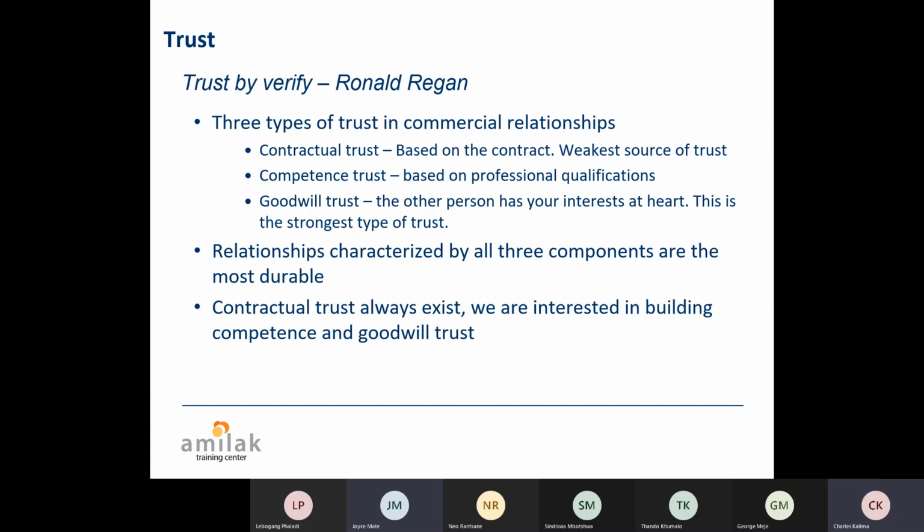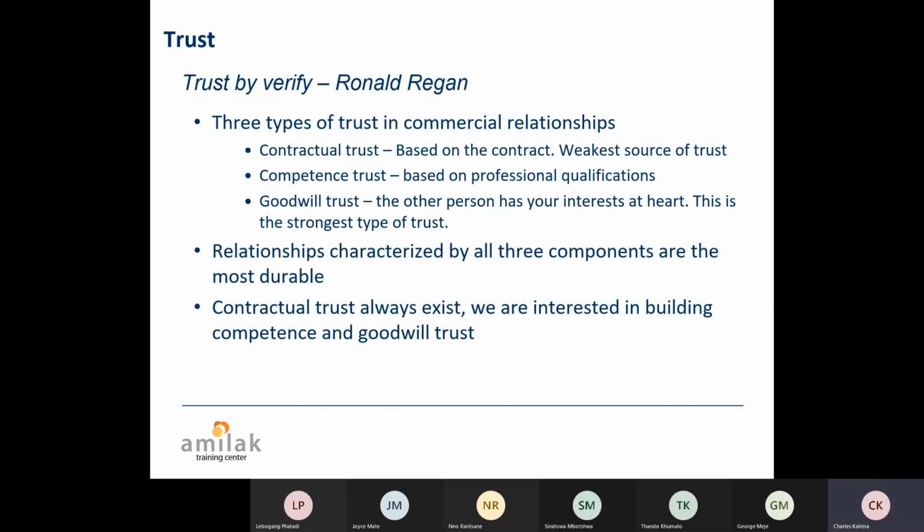Okay, cool. Let me mention to you how to trust a supplier. There are three types of trust in a commercial relationship. The first one is contractual trust. You trust because you have a contract, and it's the weakest source of trust. Every kind of relationship should not be based on the fact that you have a contract. If it is like that, it is the weakest form.